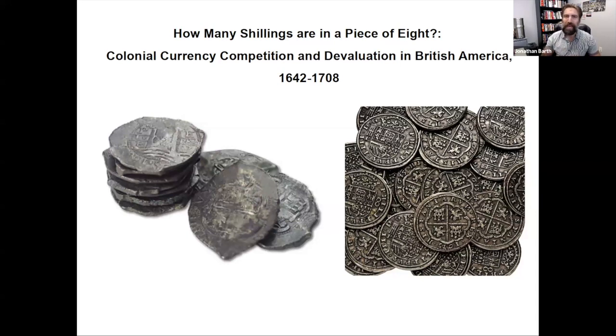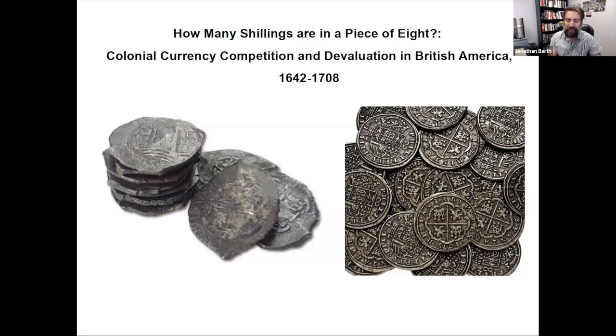Currency devaluation became an explosive issue in the colonies in the late 17th and early 18th centuries. And again, I'm talking about the era before paper currency really took over. The first paper currency was in Massachusetts in 1690, but it wasn't until about the 1710s that it predominated in most of the colonies. It was currency devaluation, coin valuation that was the main issue. This controversy inflamed intercolonial jealousy and resentment, as we'll see.